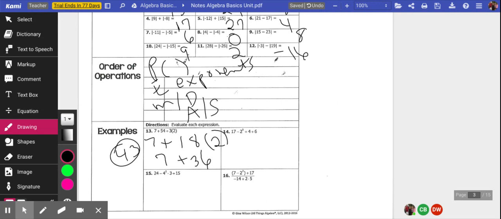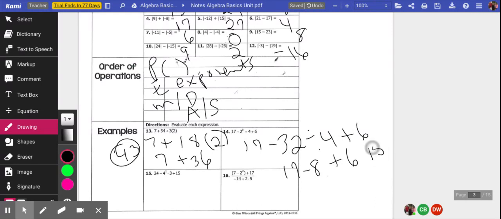Okay, the next one. I'm going to go ahead and do the 2 to the 5th power first. So I'm going to write down 17 minus, and then 2 times 2 times 2 times 2 times 2 is 32. And you could use a calculator for that, but you can do that. And then I'm just going to rewrite the rest. And then we should be doing 32 divided by 4, which is 8. And then I'm going to rewrite the rest. And then we do 17 minus 8, which is 9, plus 6 is 15.